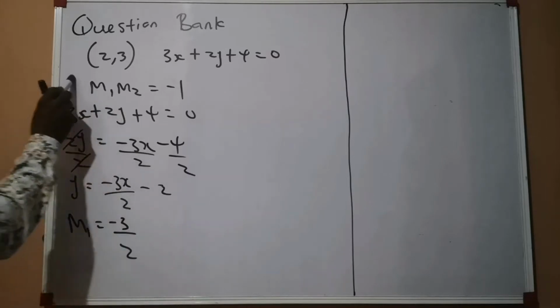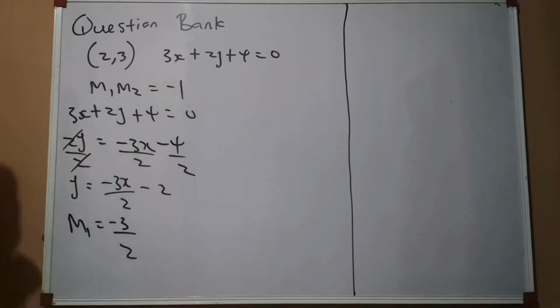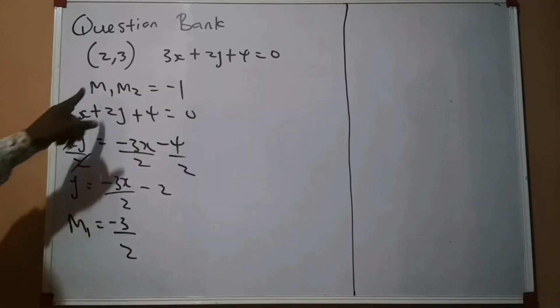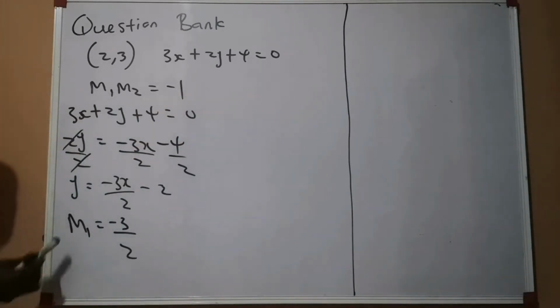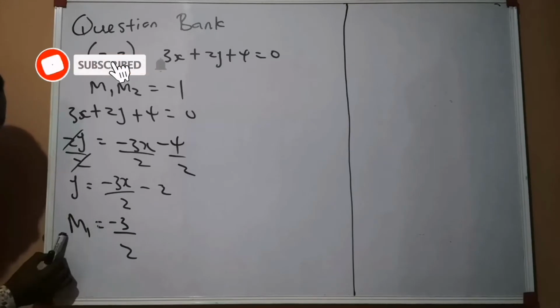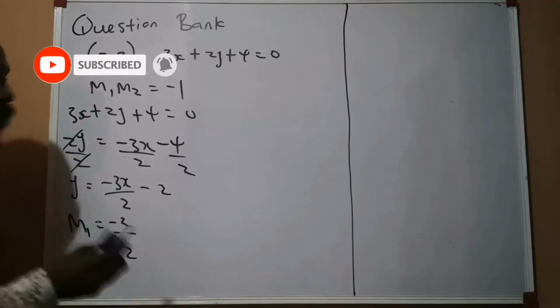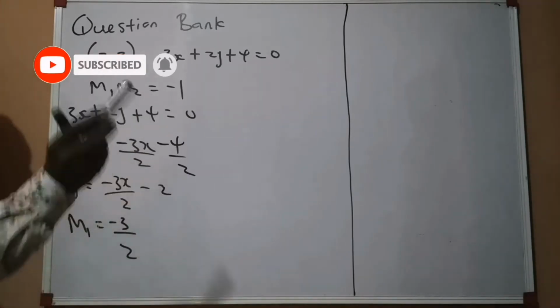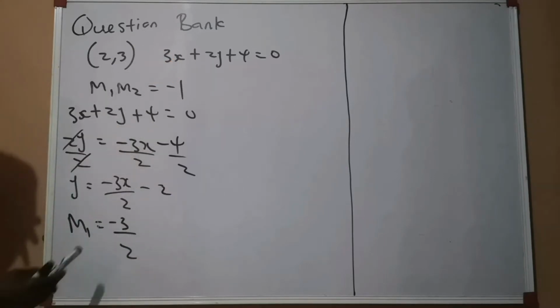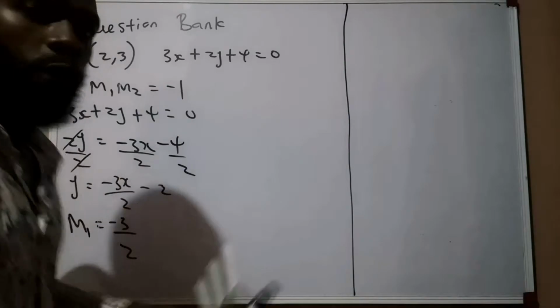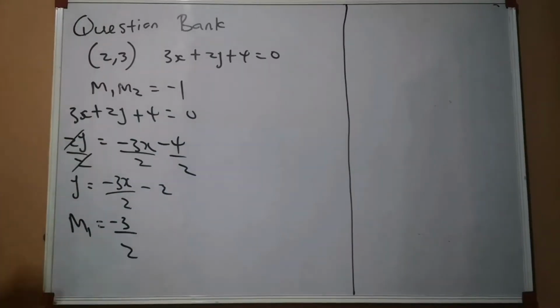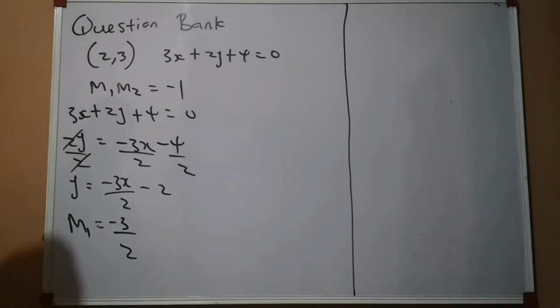But don't forget the formula. We said that the formula for perpendicular is m1 m2 equals minus 1. So it means what we just got now is m1, but what we are using to solve the question is m2. So how can I get m2? I will substitute minus 3 over 2 for m1 so we can solve for m2. So substituting minus 3 over 2, we are going to get this.